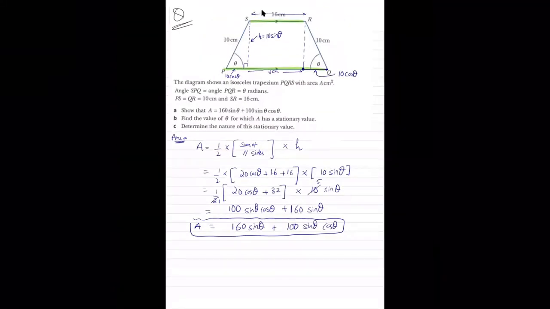So, any difficulty in part 1? No. Okay. Now in the second part, find the value of theta for which A has a stationary value. So if you want to find the value of theta for which A has a stationary value, then we are going to differentiate this first.